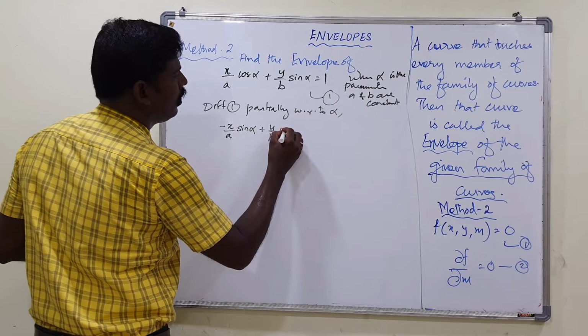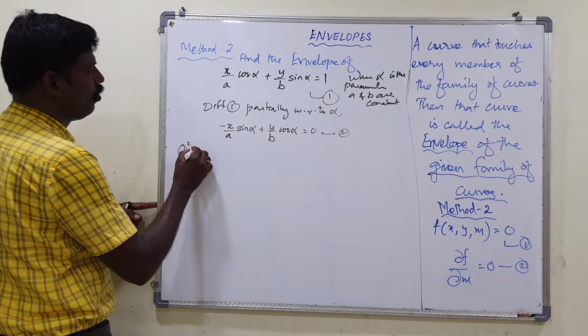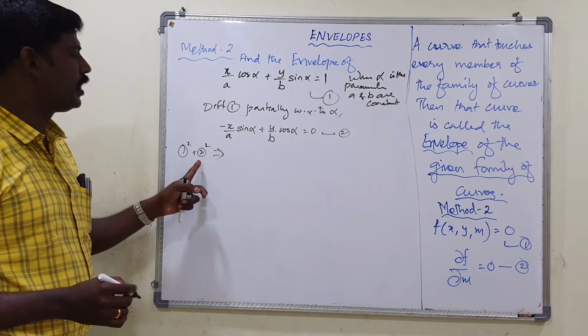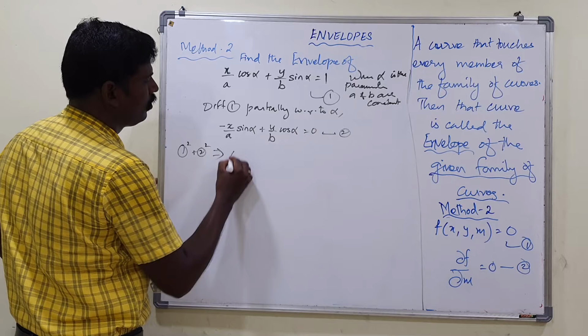Call this equation number 2. Same like that, squaring and taking the sum of squares of 1 and 2, right? To eliminate alpha between 1 and 2. So what is the square value of this one?